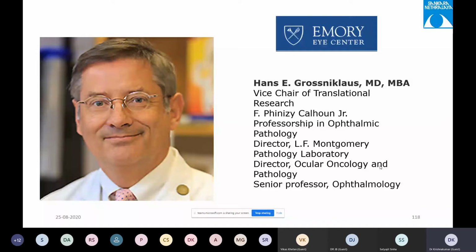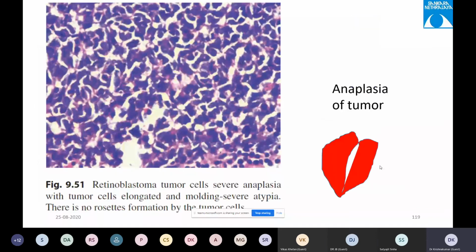And he brought the concept of anaplasia in retinoblastoma. He says this is tumor anaplasia. Here you find the tumor cells are elongated. And he says anaplasia is a very, very important component of prognosis. Tumors with severe anaplasia, it adds to the prognostication stage. That's what he tells.